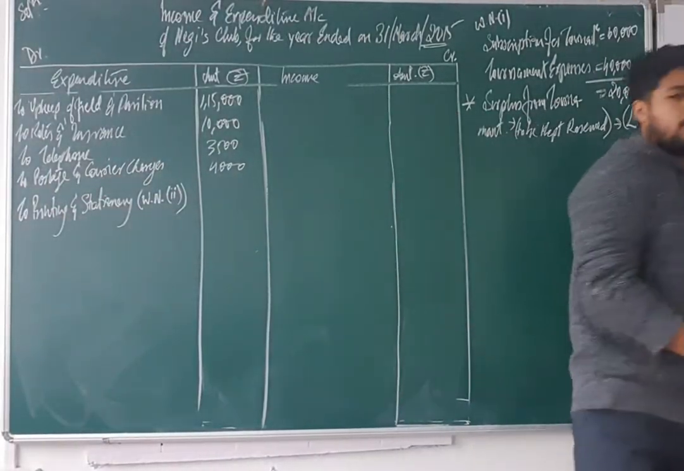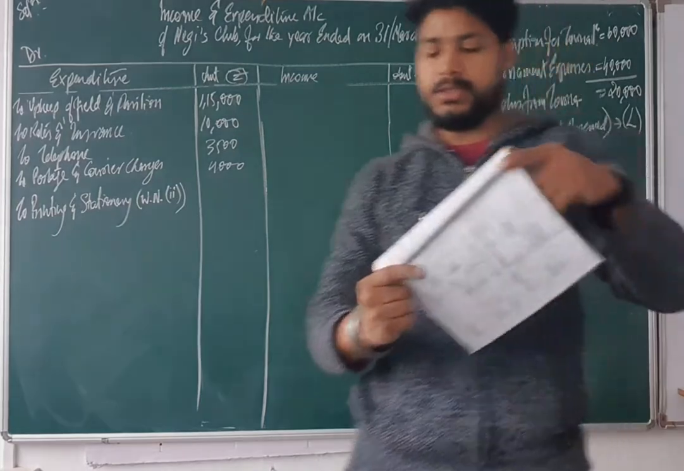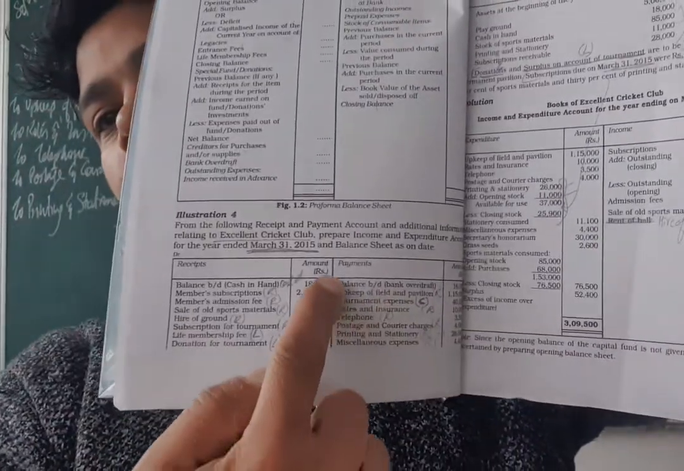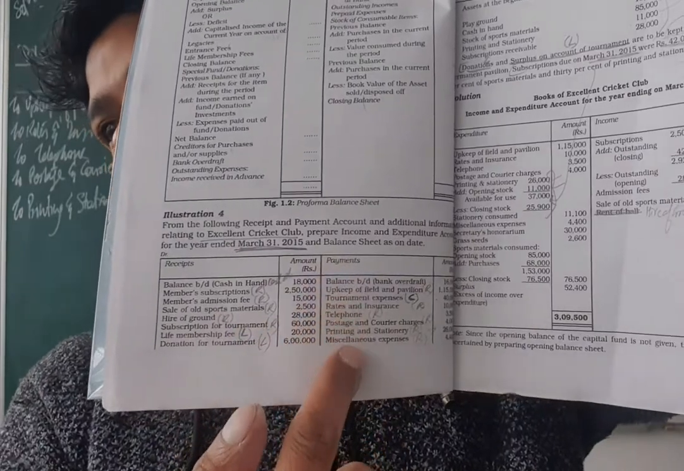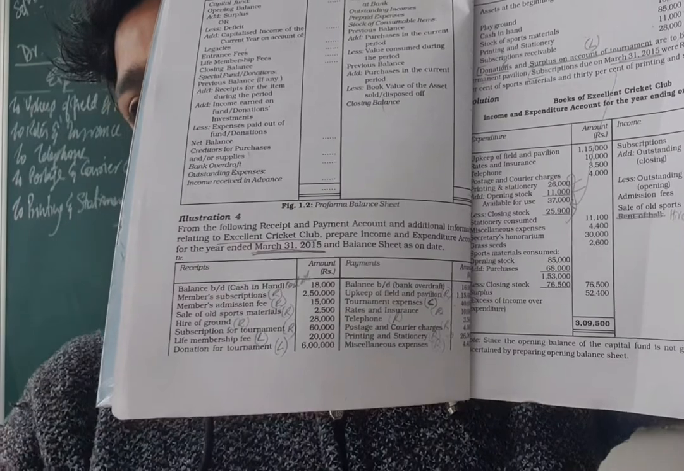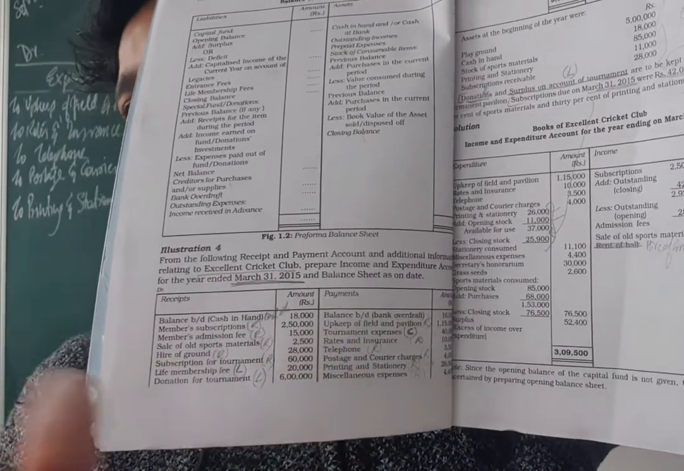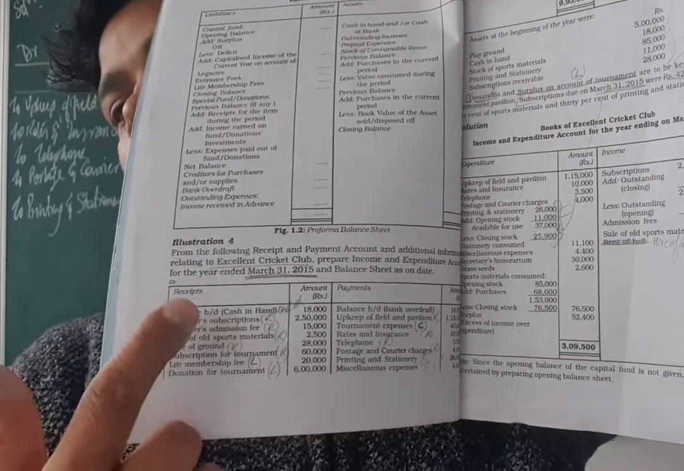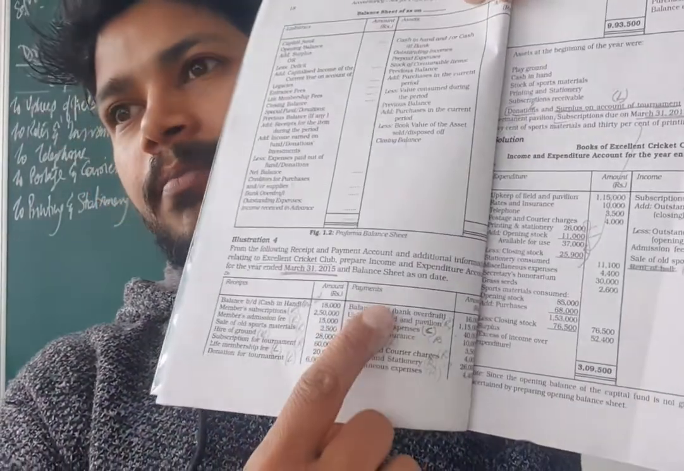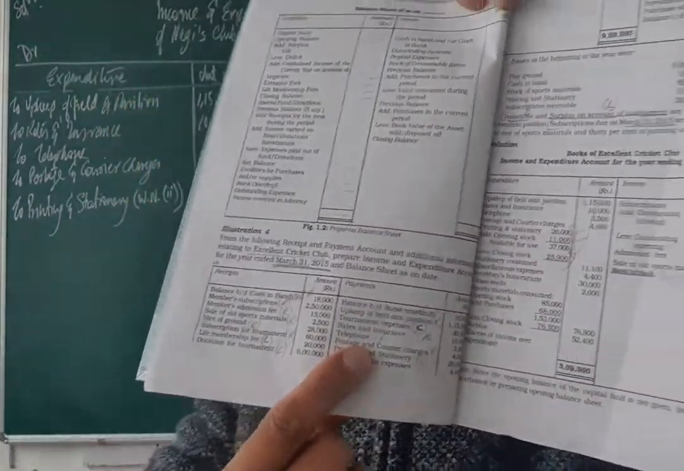Alright, first part is you have to understand how the information is given in the question. So what do we do? We go point by point. First, you take a value if it is going in the income and expenditure account. If it doesn't, then just skip it. What I did here is I saw all the receipts, and all the payments will go to the expenditure side.